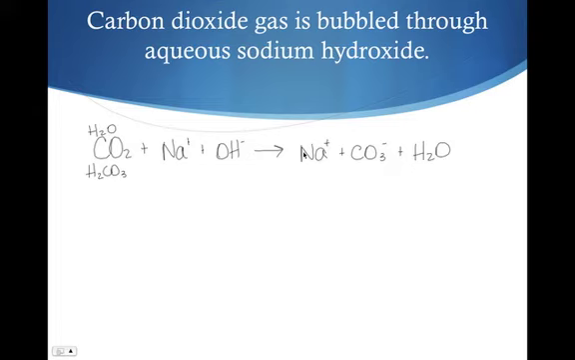Balance this guy, 1 Na, 1 C, O3. We're not using this for balancing. That was just there to help you remember what product is going to be formed. So 2 O's plus 1 gives us 3. And then we got 2 H's, so we need to put 2 there.